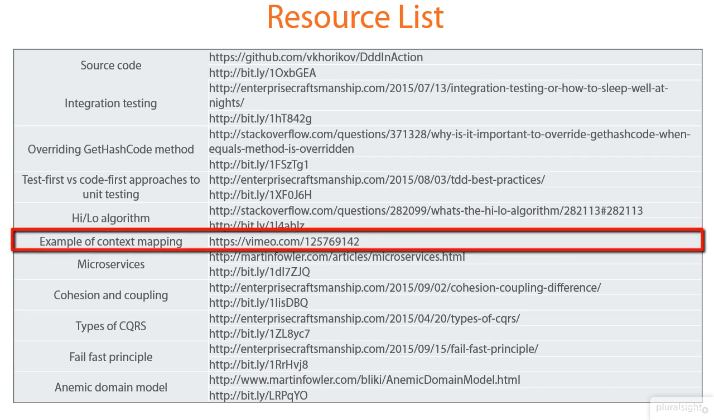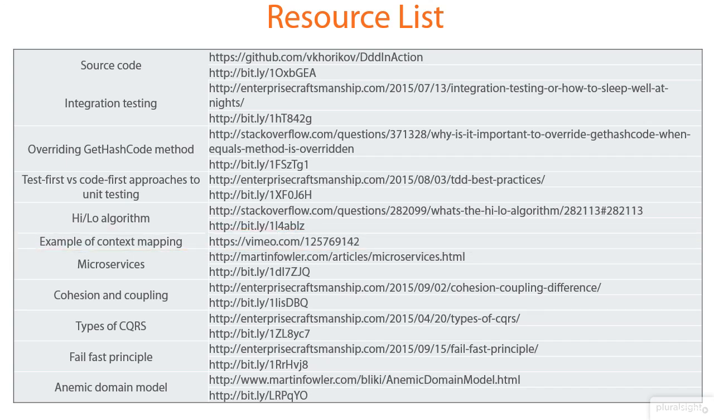In this video, Eric Evans gives a talk about bounded contexts with regards to microservices and also provides a good example of what context mapping is. Martin Fowler and James Lewis have written a great article on the topic of microservices, so if you want to learn more about it, it's a go-to resource.